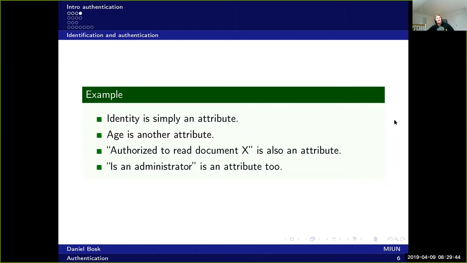Now, the identity is simply an attribute, and age is another attribute. Authorized to read document X is another attribute, and is an administrator is yet another attribute. And all these attributes can be authenticated as well.